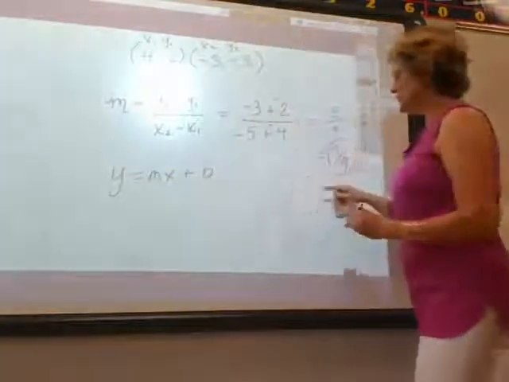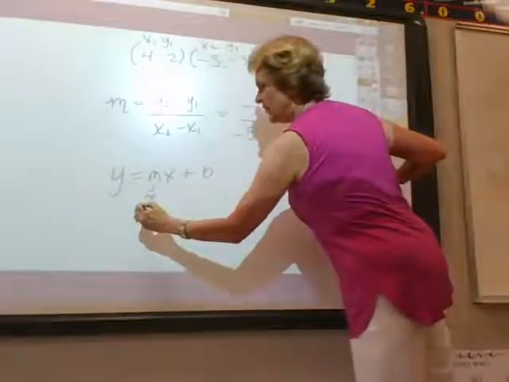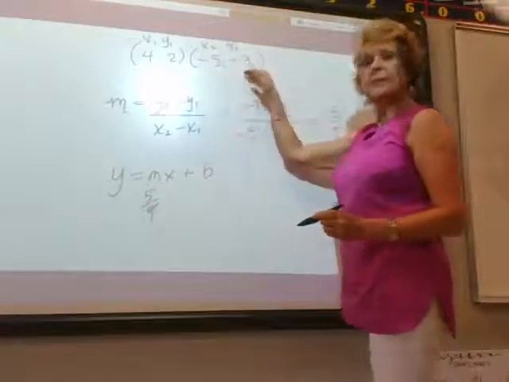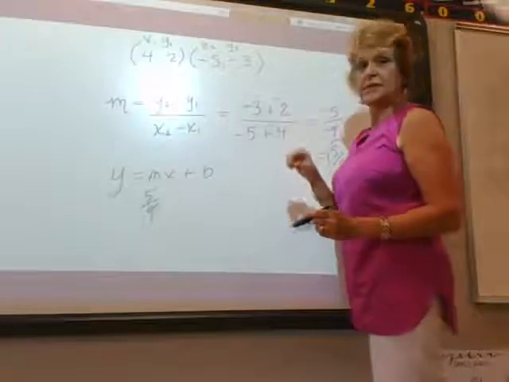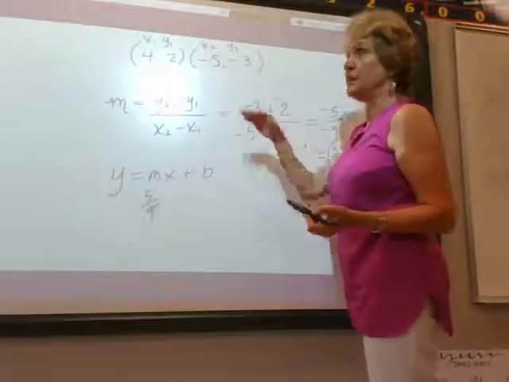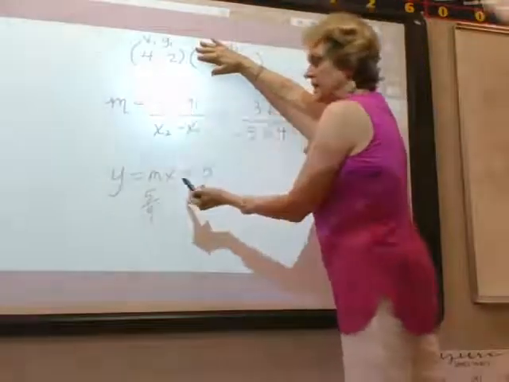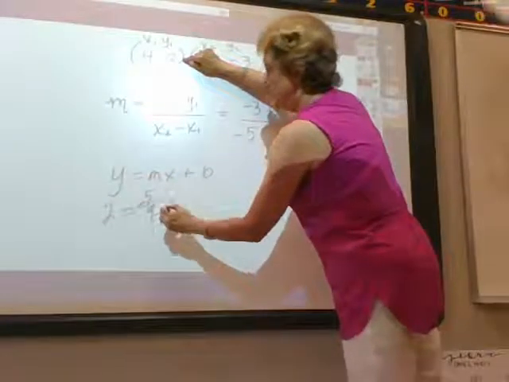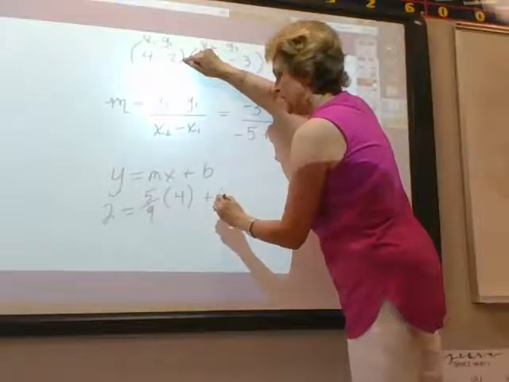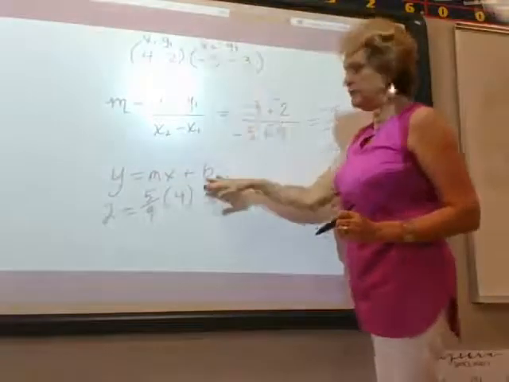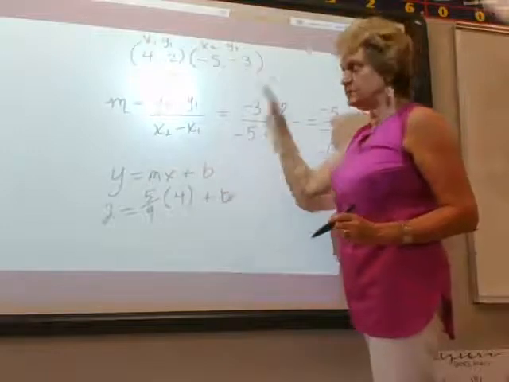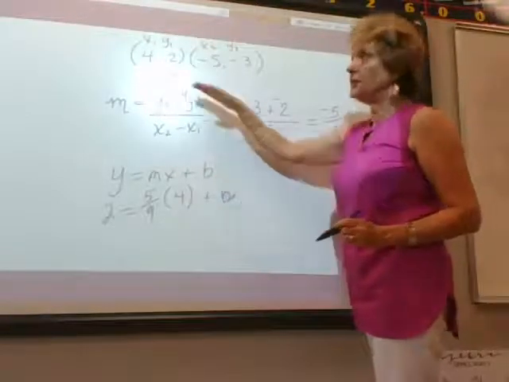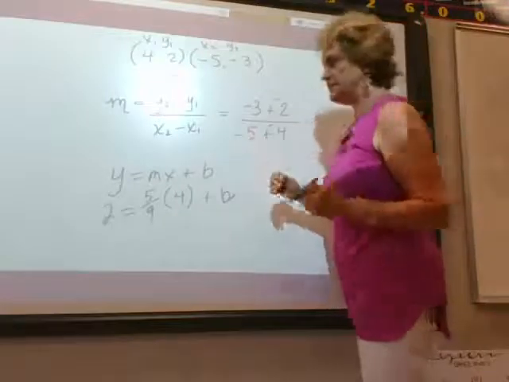So I will plug in 5/9 for m. I'm going to choose one of my points to use for x and y, and I'm going to choose the one with fewer negatives, so obviously I'm going to pick this one. So for y, I'll plug in 2. For x, I'll plug in 4. Okay, because I'm looking now for the y-intercept, the b, under these conditions. I found the slope, but I don't know the b. So if I plug in a point, I'll find it.